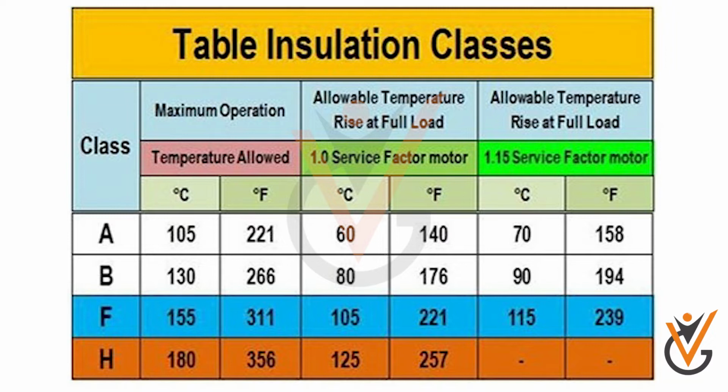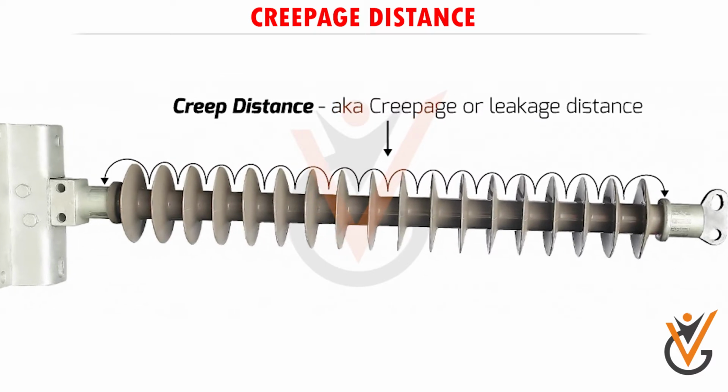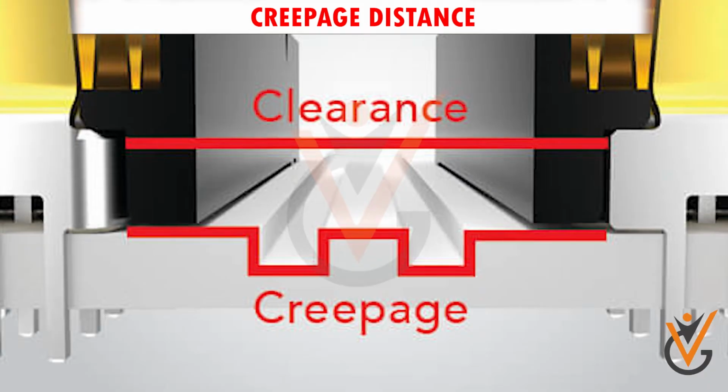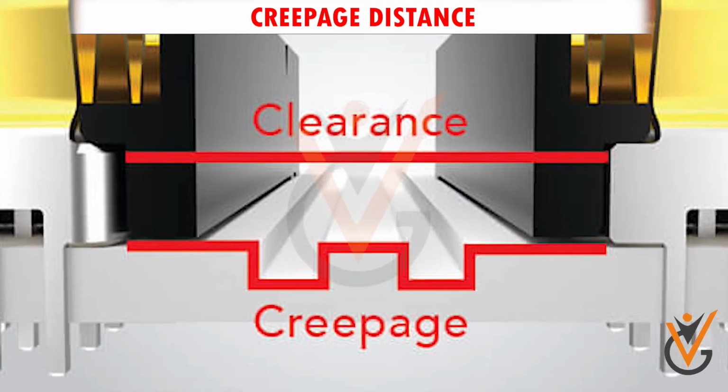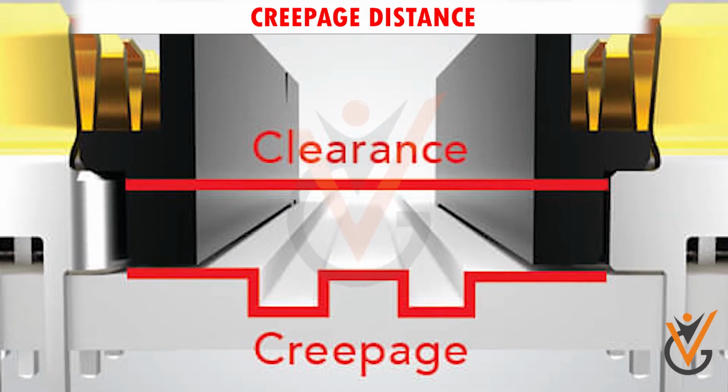Insulation class. The table for insulation classes are as follows. Creepage distance. The creepage distance for insulators is the shortest distance along the insulator surface between the metal parts at each end of the insulator. Creepage distance can also be referred to as leakage distance for insulators. If the surface of the insulator is clean, smooth and well glazed, the dust particles tend to fall down.